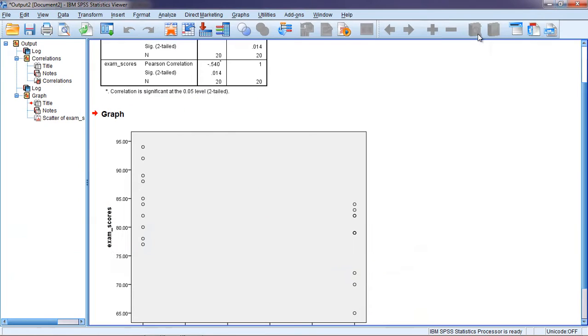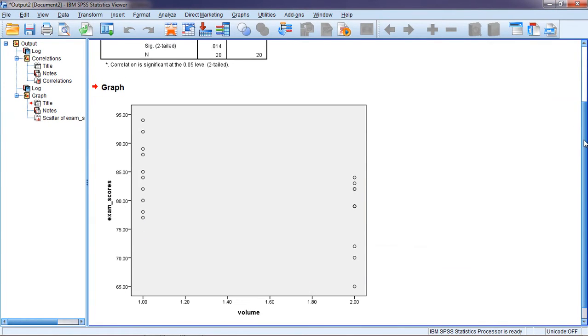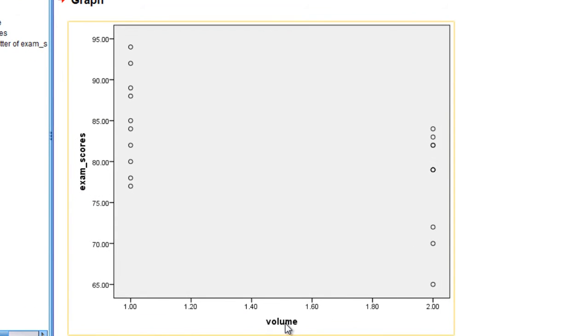And then now we have our scatter plot. And notice what you see here. We have volume, and even though SPSS by default increments the x-axis by 0.2, there really is just a 1 and a 2 in this graph. And you can see the values here. These are the exam scores, which are shown on the y-axis, for people who had no volume, the 1, and then exam scores for people who studied under the high volume condition, which was a 2.